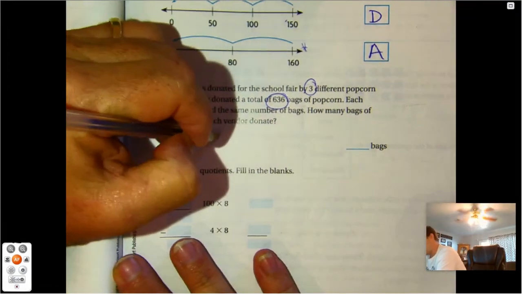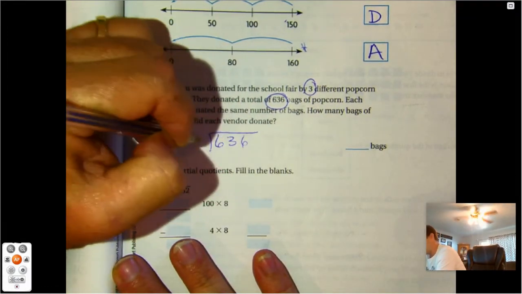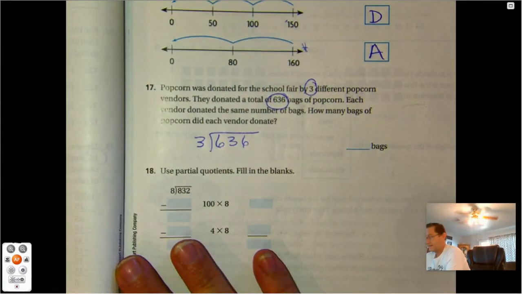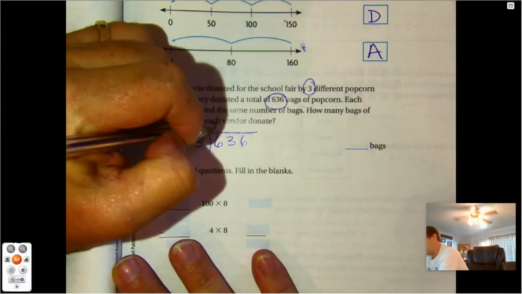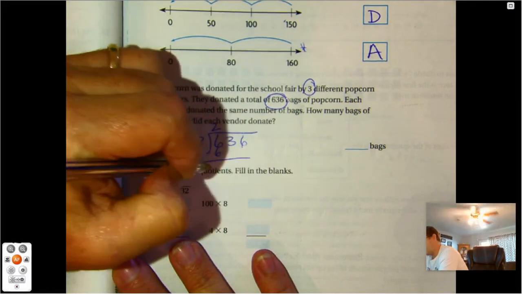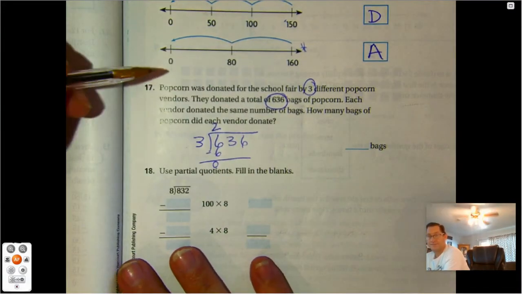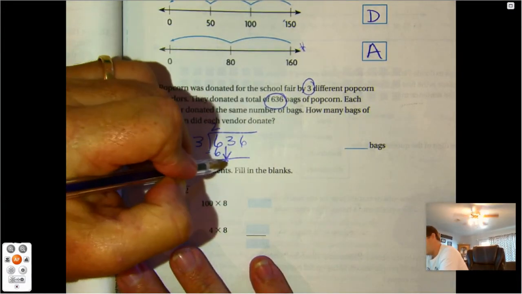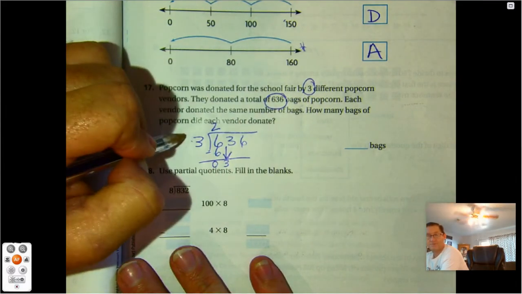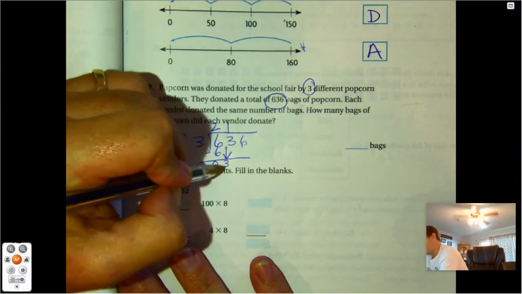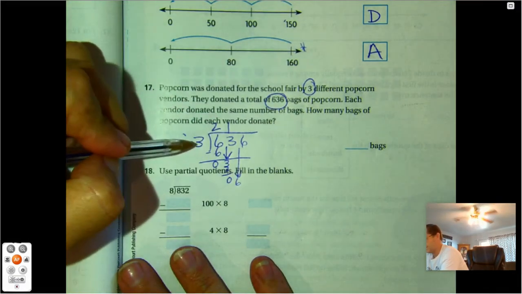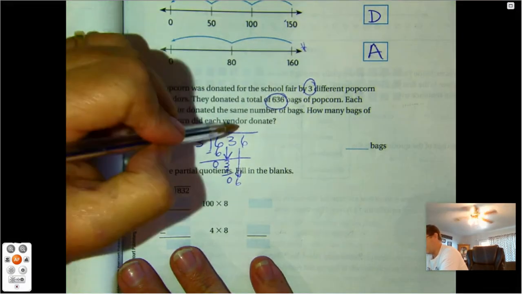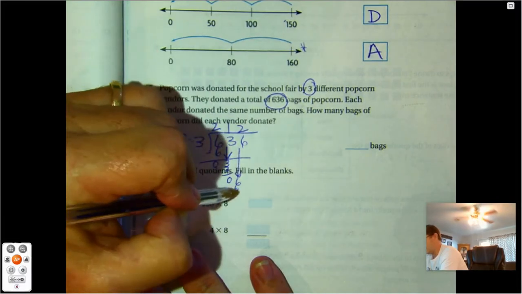636 divided by 3. Can you share 6 among 3 groups? Yeah, 2 times, right? 3 times 2 is 6. Subtract, I'm left with no hundreds. I'm going to bring down my 3 tens. Can I share 3 tens with 3 groups? Sure, 1. 3 times 1 is 3, leaving 0. Bring down my 6. Can I share 6 with 3 groups? Yeah, we already did. So 3 times 2 is 6, leaving me 0. 212 bags.